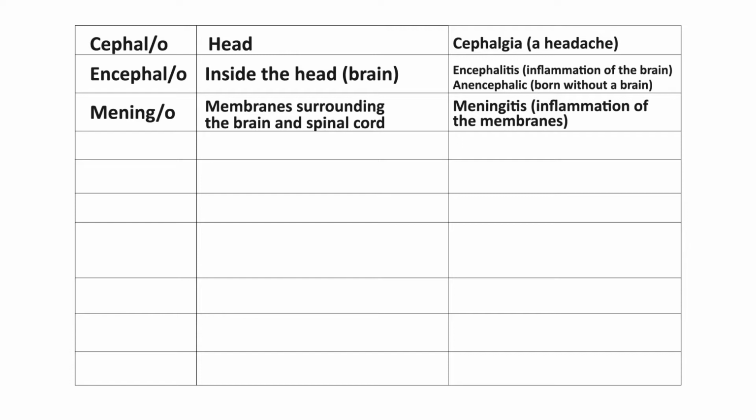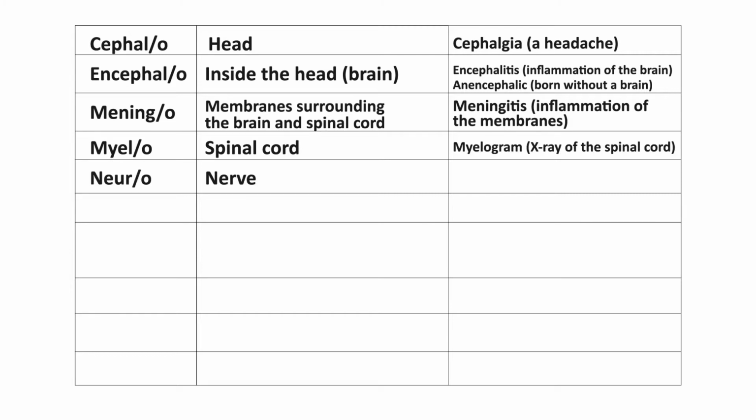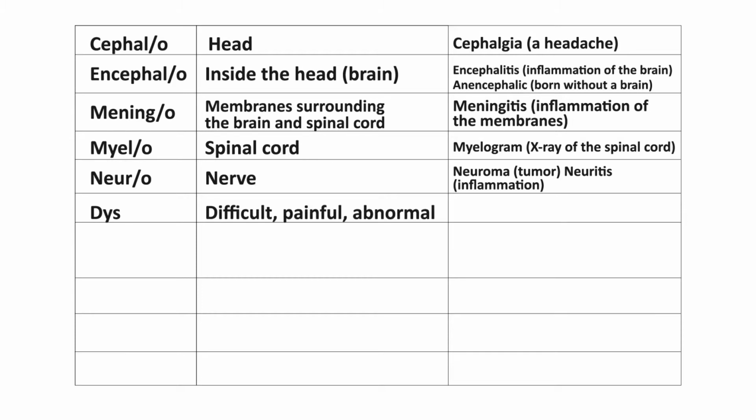Myel means spinal cord. Myelogram means X-ray study of the spinal cord. Neuro means nerve. Neuroma means the tumor of the nerve, because the suffix oma, as you know, means tumor. Itis means inflammation, so you can tell the meaning of neuritis. Dys means pain, difficult, or abnormal, so dyslexia means difficulty in reading.